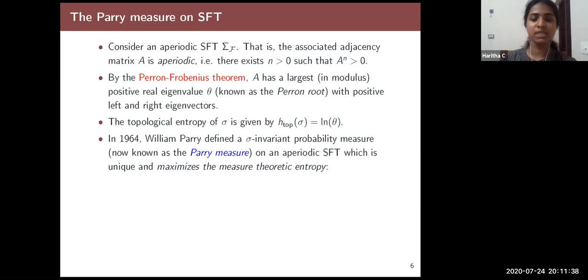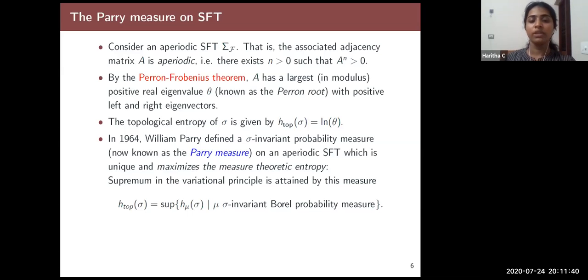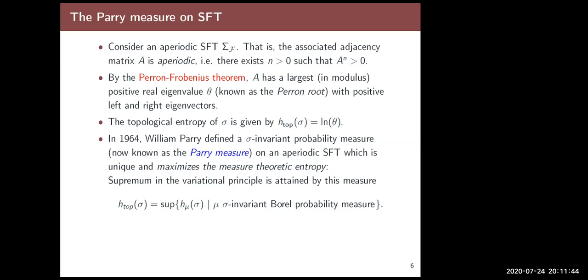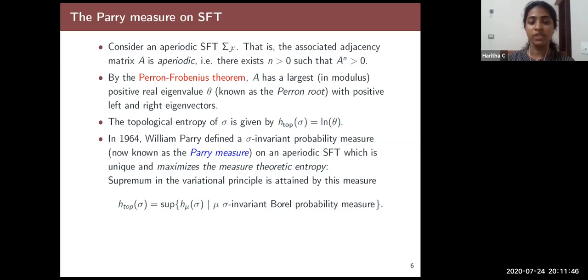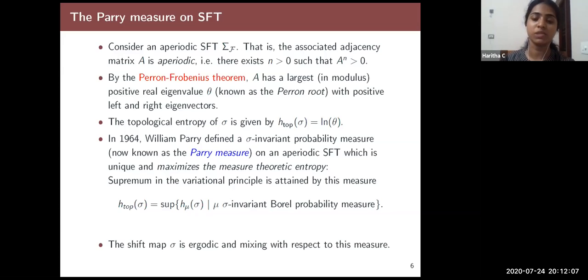What do I mean by maximizing the measure theoretic entropy? There is a variational principle for a continuous map on a compact metric space, which tells us that the topological entropy is the supremum of the measure theoretic entropies, where the supremum is taken over all sigma invariant probability measures. He proved that the measure that he defined is the unique measure where this supremum is attained. And the shift map sigma is ergodic and mixing with respect to this measure.